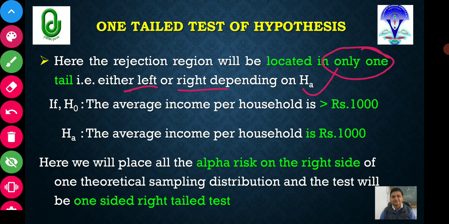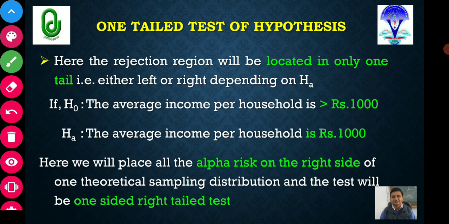What we will be doing is that if the income comes out lesser than 1000, then only will we reject the null hypothesis. If it is greater than 1000, we will accept the null hypothesis. That means our rejection region will be lying on one side only. So here we will place all the alpha risk, the level of significance risk, on the right side of the theoretical sampling distribution, and the test will be a one-sided right tail test. Here the rejection region will be on one side only. That is why it is called a one-sided right tail test.